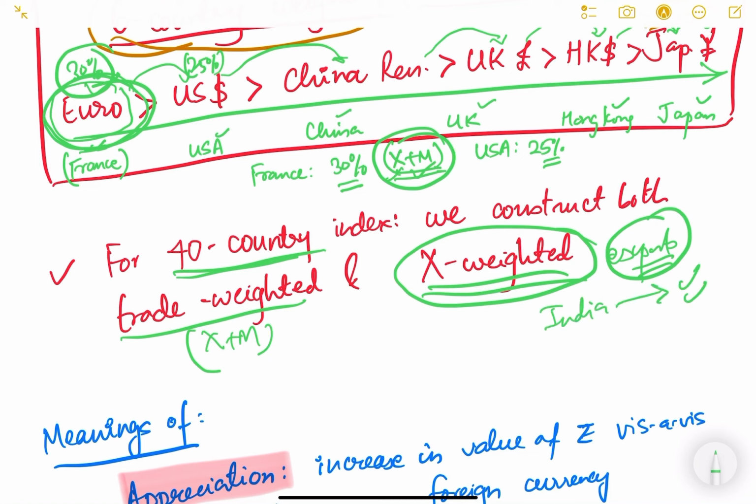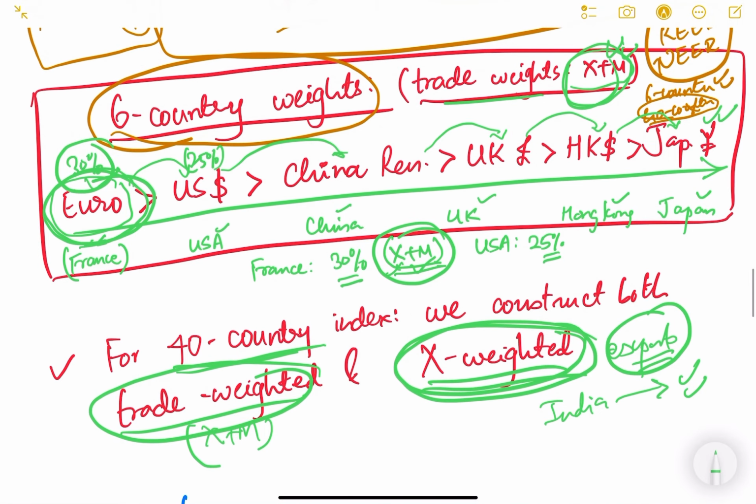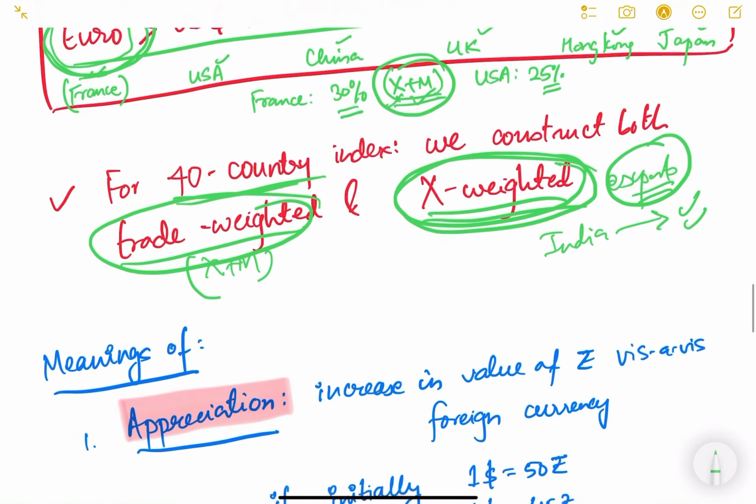So in the 40 country index, there are two indices. One is trade weighted, another one is export weighted. But in the 6 country index, it is only trade weighted. Okay, so just for your information.